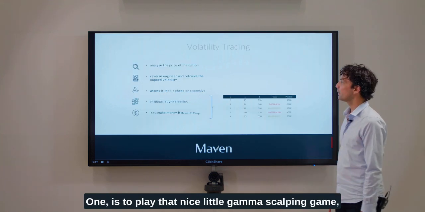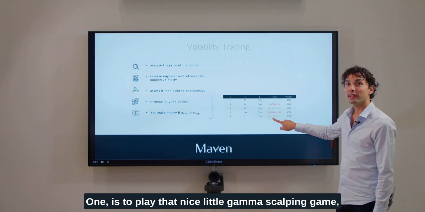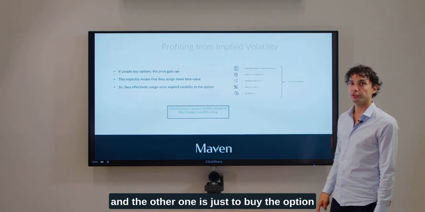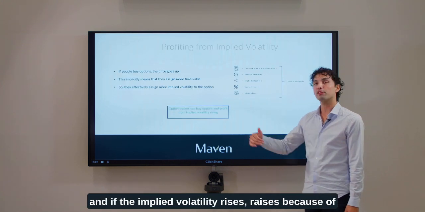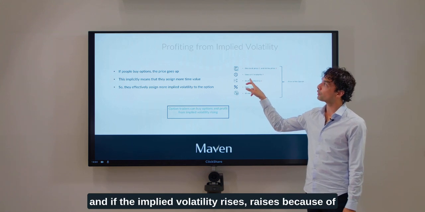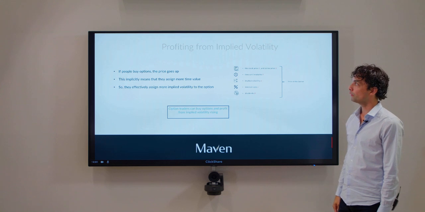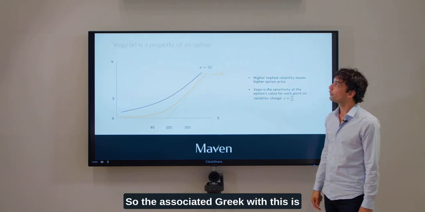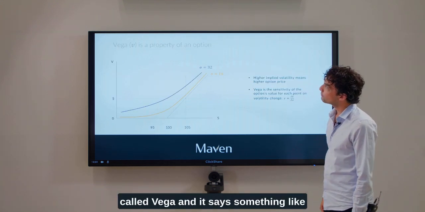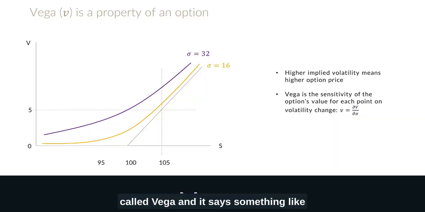So there are two ways of making money from volatility. One is to play that nice little gamma scalping game. And the other one is just to buy the option, and if the implied volatility rises because of supply and demand, you make a profit as well. The associated Greek with this is called Vega, and it says something like, for every point the volatility rises, so the volatility goes, for example, from 16 to 17, how much does the value of the option change?